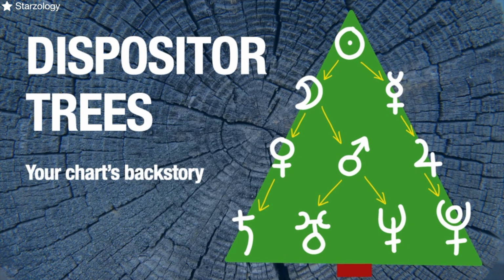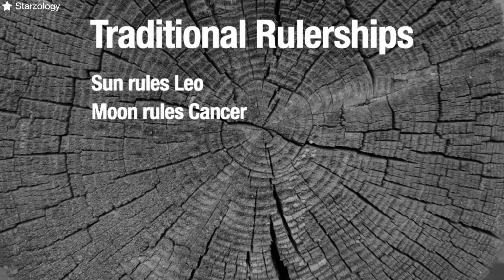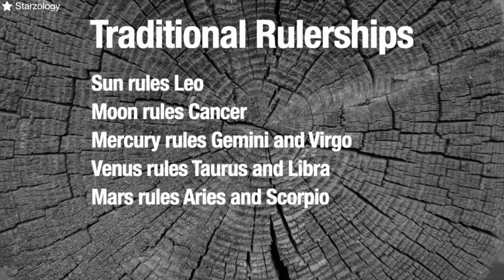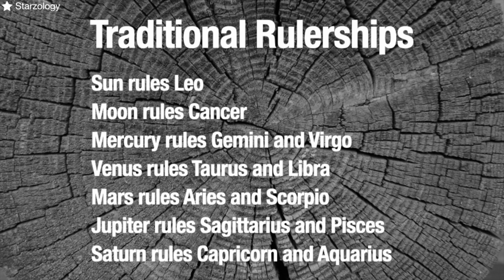Dispositor Trees, your chart's backstory. So when we are looking at Dispositor Trees, we're going to be using traditional rulerships. That is the 7 visible planets. So here we need to be aware that the Sun rules Leo, the Moon rules Cancer, Mercury rules both Gemini and Virgo, Venus rules Taurus and Libra, Mars rules Aries and Scorpio, Jupiter rules Sagittarius and Pisces, and Saturn rules Capricorn and Aquarius.